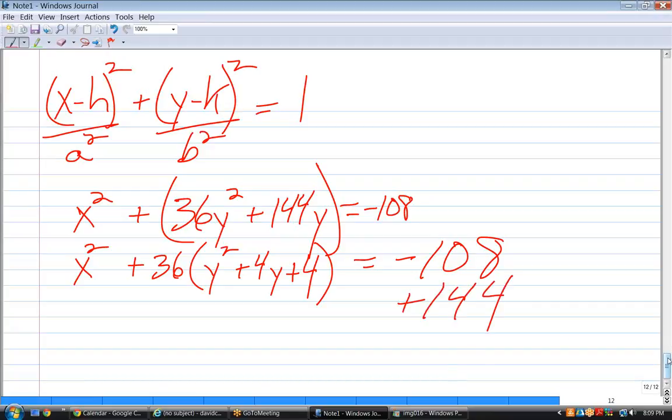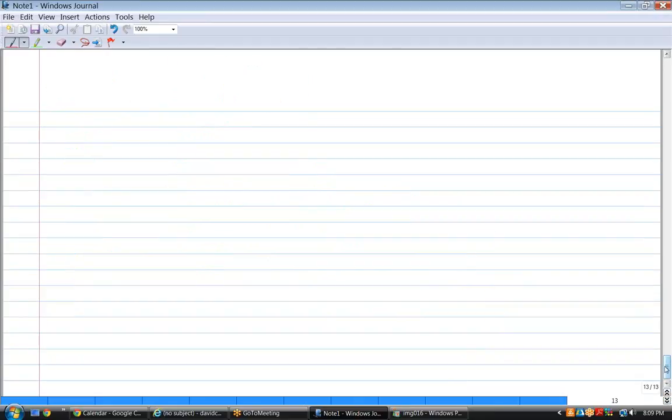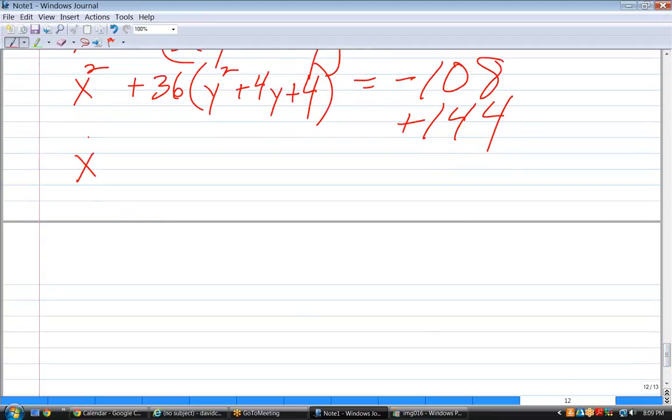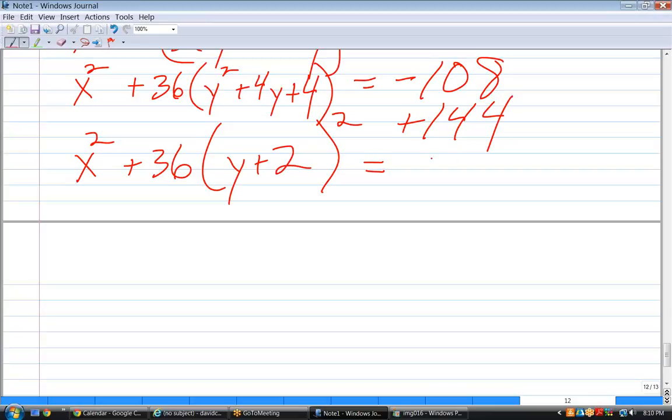Okay? Now I'm getting close to the format that I'm looking for. I've got x squared plus 36. How can I write this, everything inside the parentheses? It's the reason we complete the square, so that I can write it as a linear term squared. What linear term is that? y plus 2. And on this side we have plus 36.